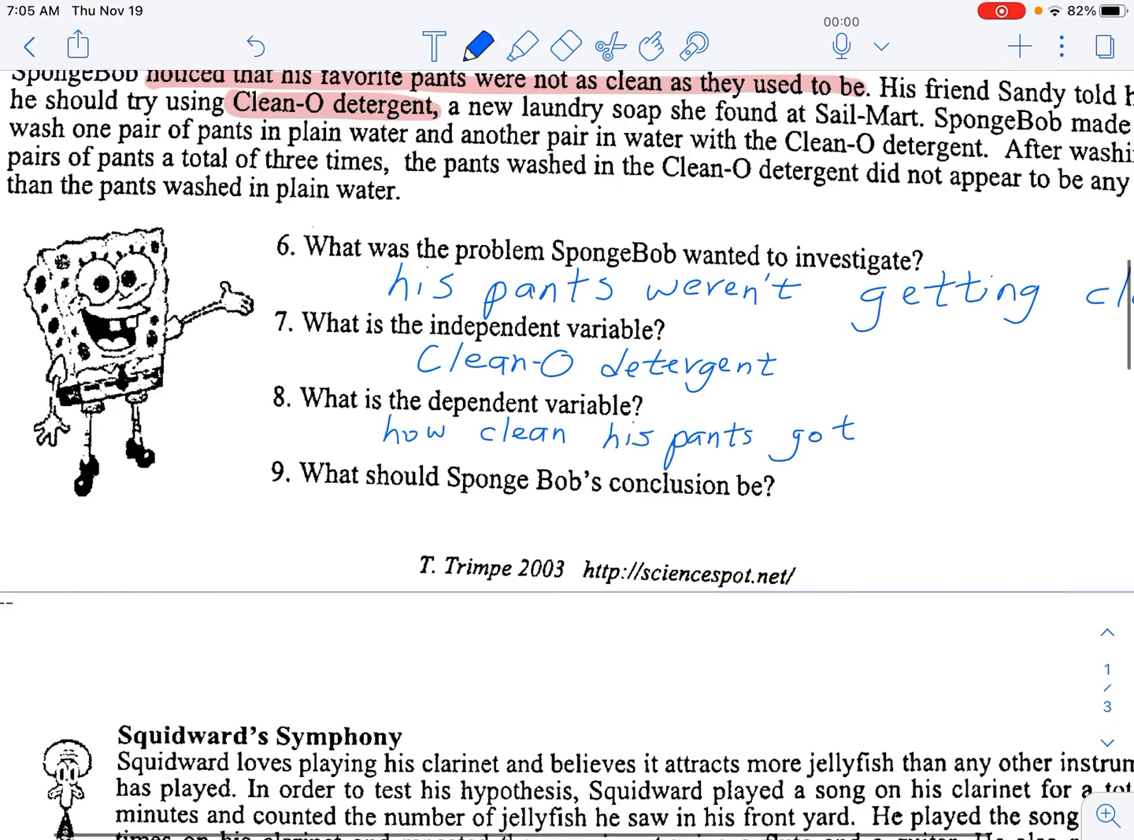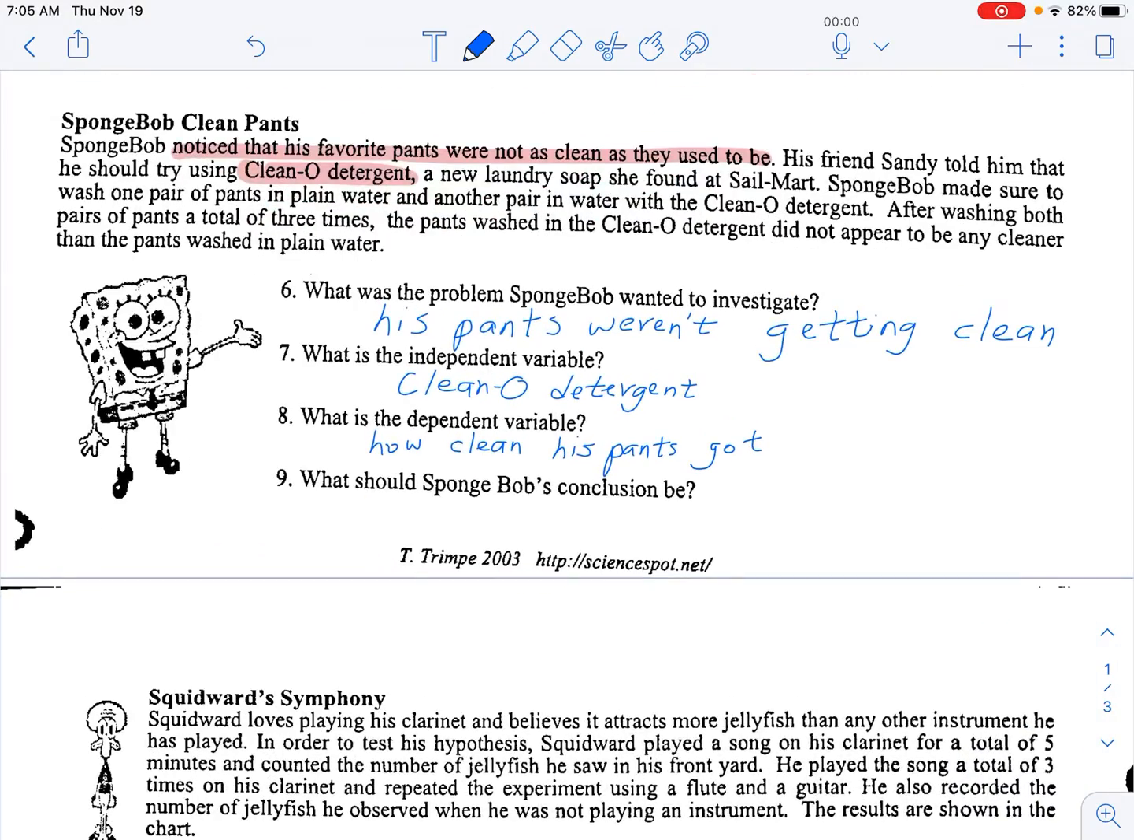The last question, what should his conclusion be? Did the Cleano detergent work any better than his old detergent? Well, it tells us here in the last sentence that the pants washed in Cleano detergent did not appear to be any cleaner than the pants washed in plain water. So his conclusion should be that the Cleano detergent doesn't work.